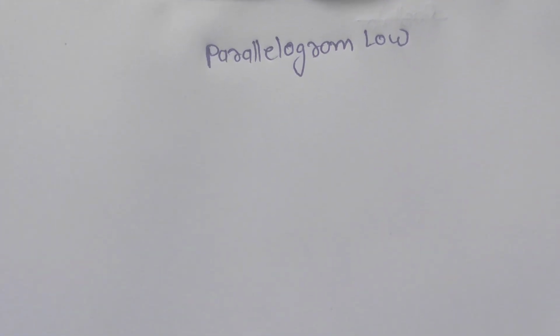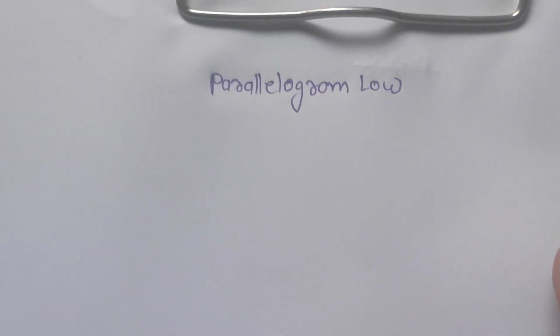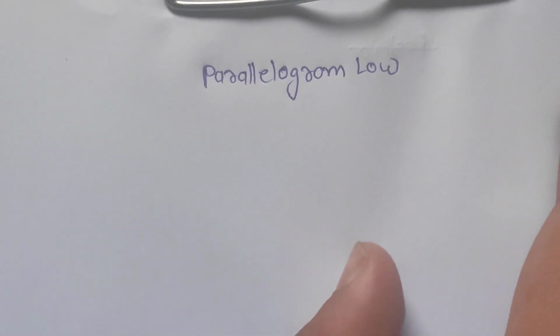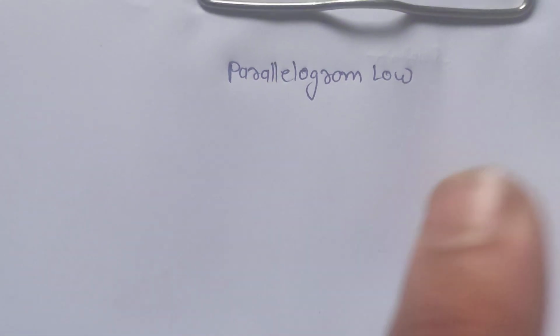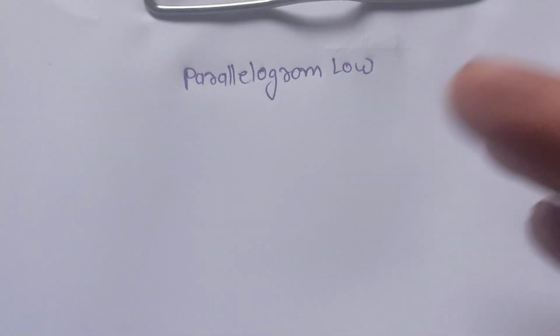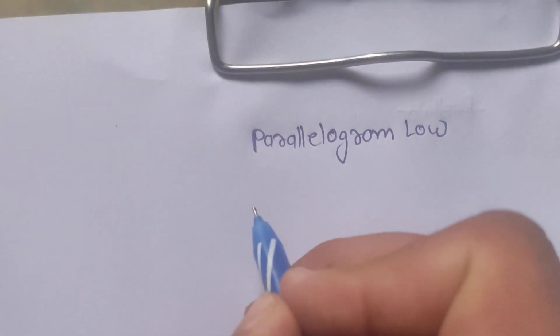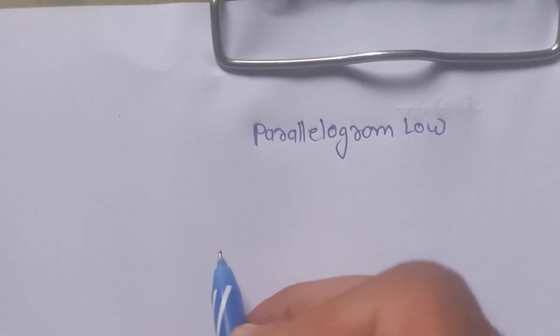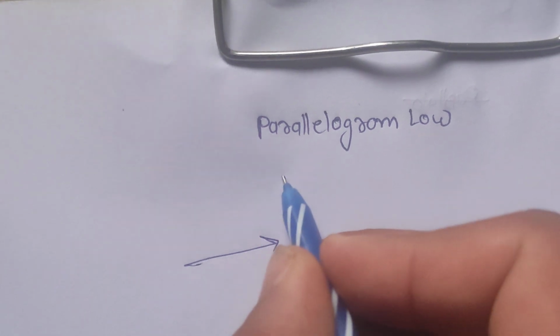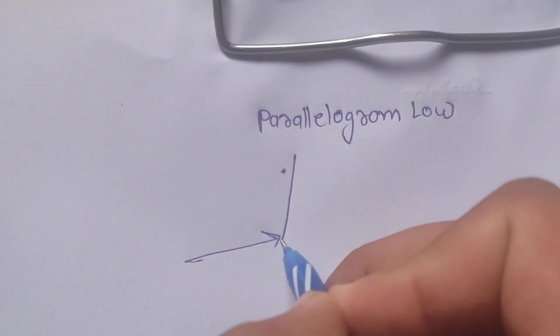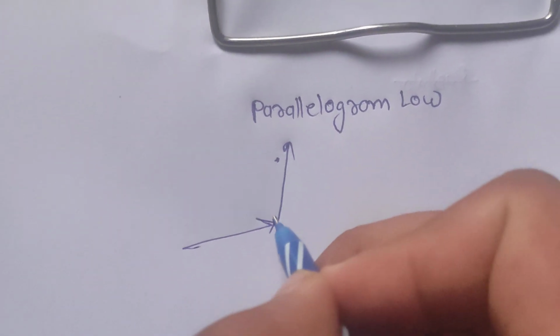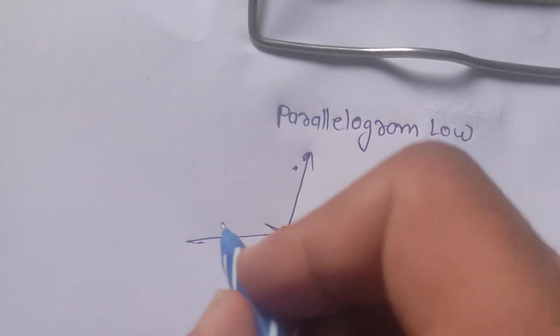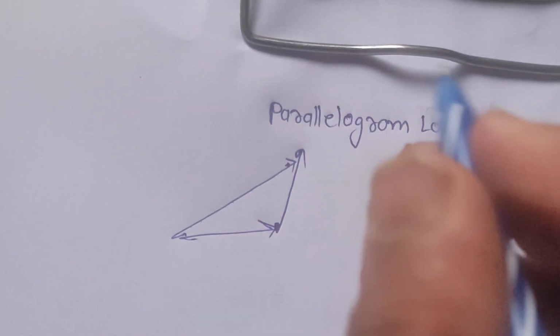Let's understand the parallelogram law of vector addition. In the previous class, I taught you that the triangle law is the new form of vector addition. Basically, we know by the triangle law, if the vector is this and the second vector is from the head of the vector, the resultant is now this.